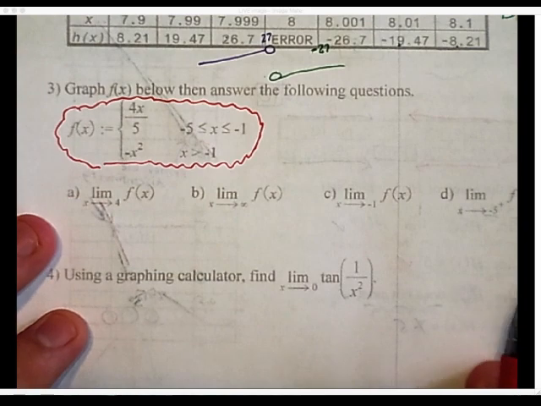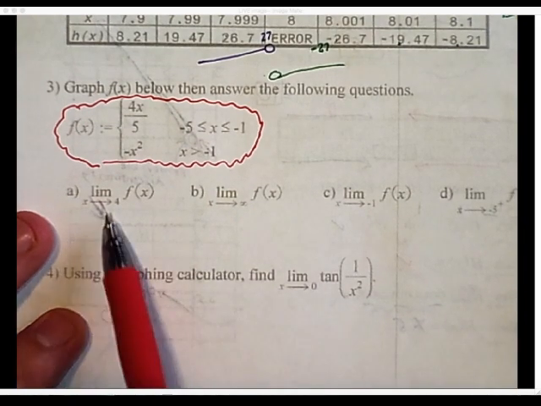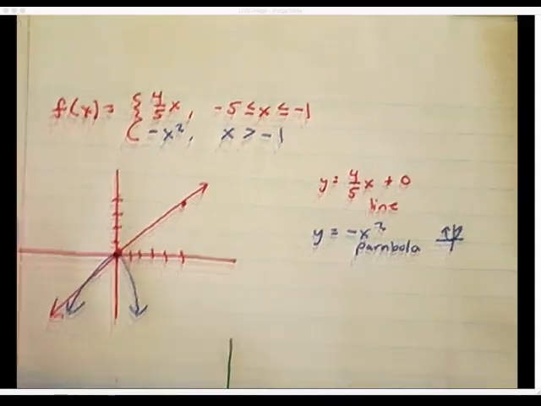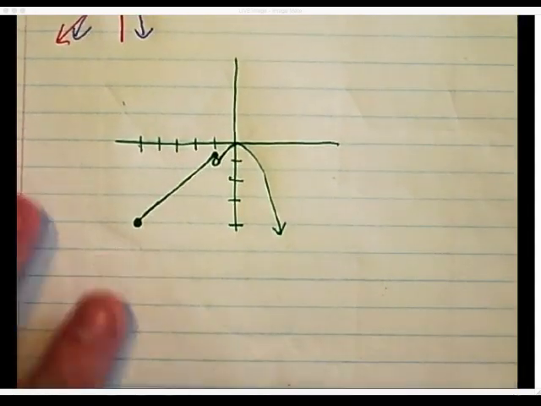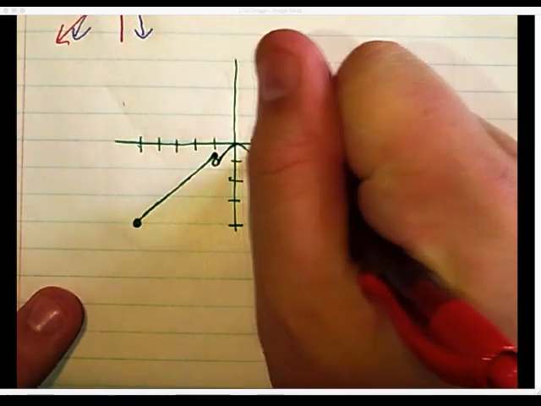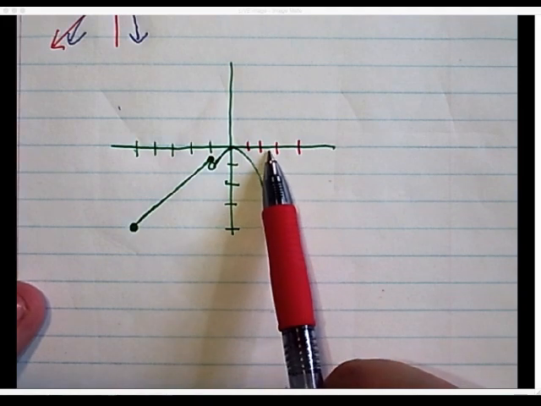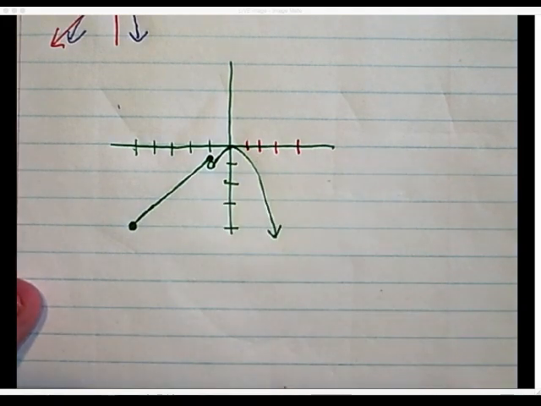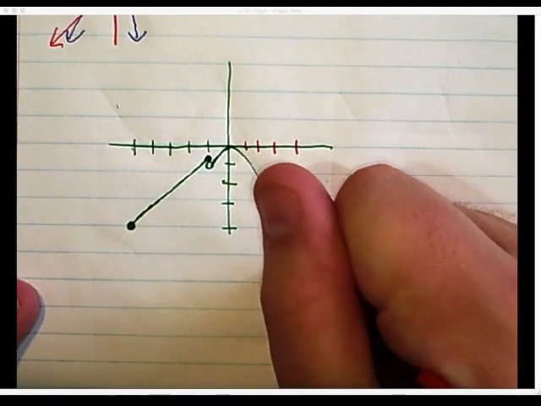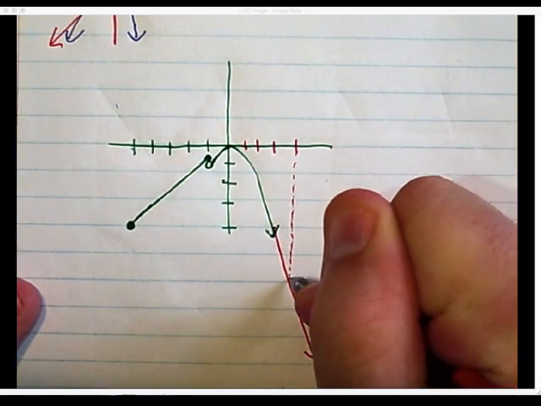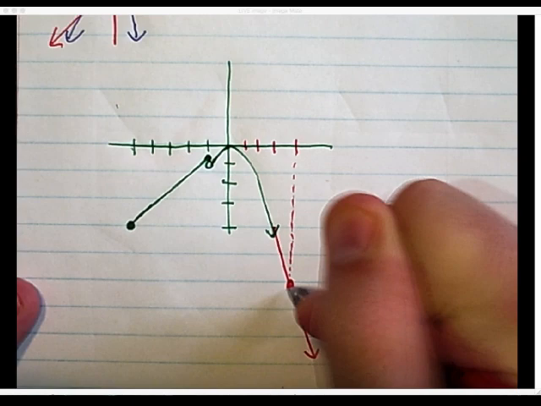So it says here, what's the limit as x approaches 4? Well, where is x equals 4? Well, 4 is way over here. If you kept this going down, you could figure out how far down it would actually go.